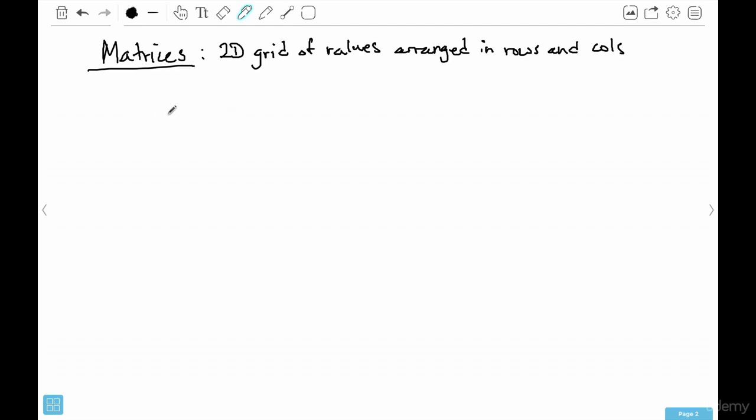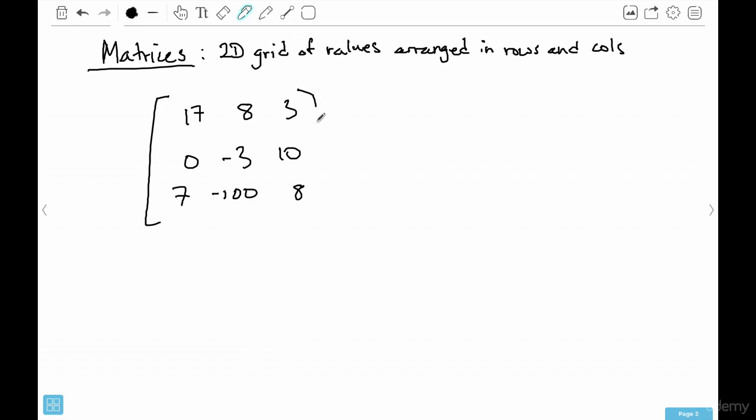In fact, let me actually just give you an example of a matrix. So let's say I have 17, 8, 3, 0, minus 3, 10, 7, 100, minus 100, and 8 again. So this is an example of a matrix, and conventionally we usually give them capital letter variables like capital A so that we know that it's a matrix and not a regular number. But anyway, this matrix A has 3 rows and 3 columns because I can count the number of rows and the number of columns.